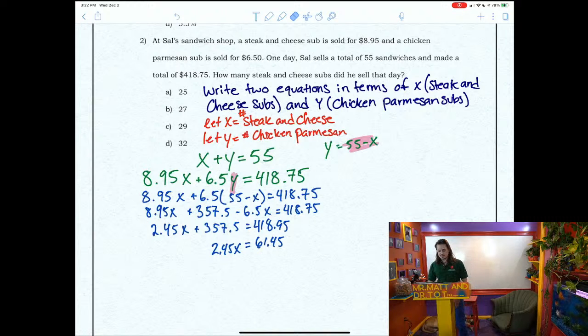And we know that $8.95 times X, the number of steak and cheeses he sells, plus $6.50 times Y, the number of chicken Parmesan subs he sells, has to be equal to the total amount of revenue that he makes on a particular day. So 8.95x plus 6.5y must be equal to $418.75. We can solve this.